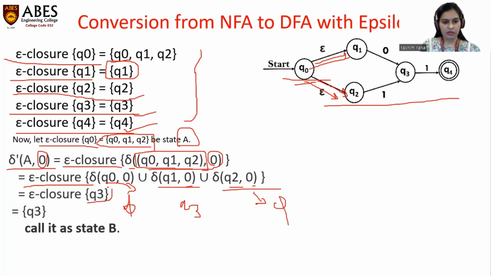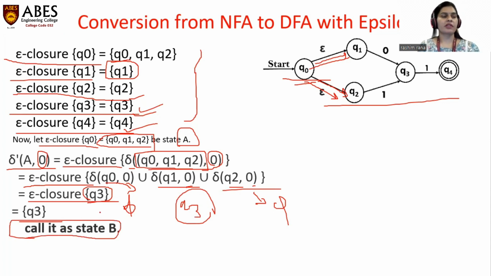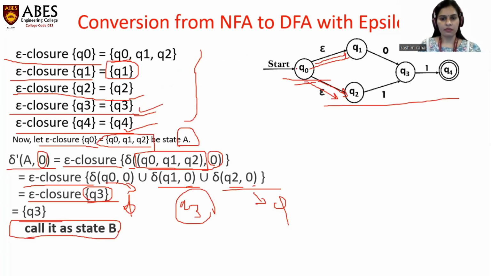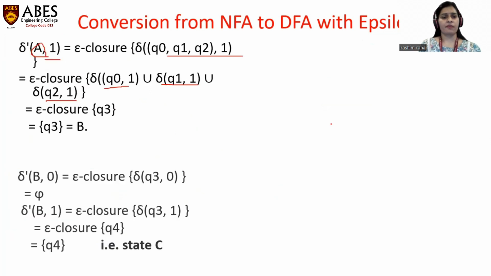So finally we get only Q3. So epsilon closure of Q3 is Q3 itself. We call Q3 the new state B. Now apply input 1 on set A. What are we getting? Q0 on 1, Q1 on 1 and Q2 on 1. On Q0 no input 1 is applied. On Q1 no input 1 is applied. On Q2 input 1 is applied and we get Q3. So that is Q3. Now epsilon closure of Q3 is Q3. So again it is represented with B.